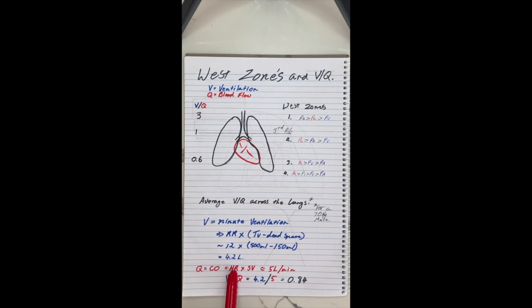Cardiac output is heart rate times stroke volume. Generally, it's quoted at 5 liters per minute for a 70 kilogram male. So if you simply take your ventilation, divide it by your blood flow or your cardiac output, which is 4.2 divided by 5, your VQ ratio generally in a 70 kilogram male is 0.84 across the entire lungs.